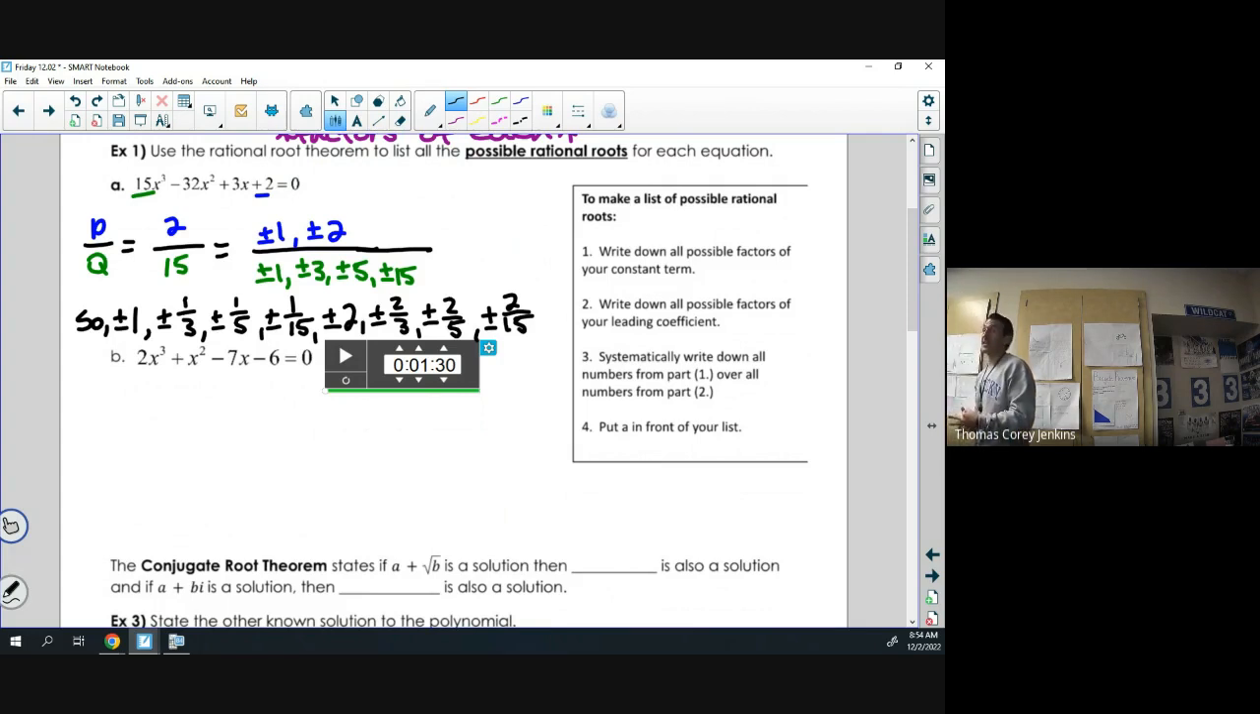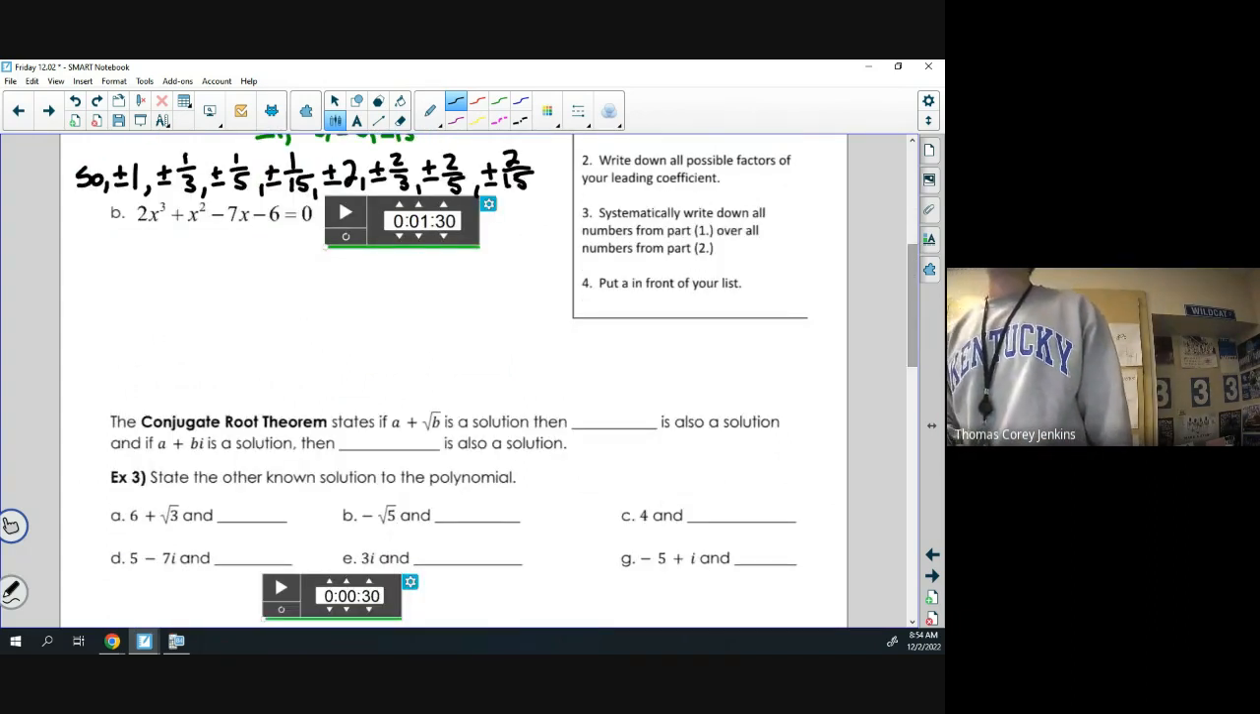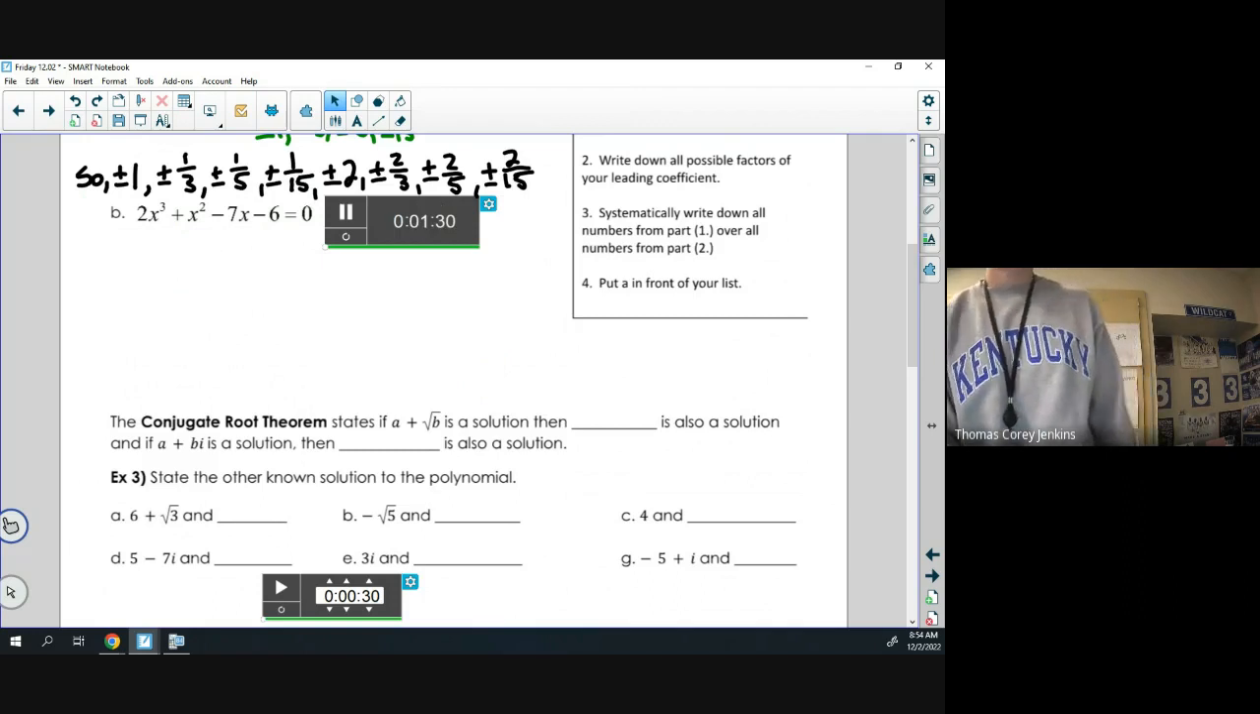So it wouldn't make sense that all 16 of these are actual roots, right? It may be the case that none of them are. It might not have any rational roots, but based on the 15 and the 2, those are all the possible rational roots. Anyways, you go ahead and try B, get as far as you can in about a minute and a half, and then we'll compare at the end, okay?